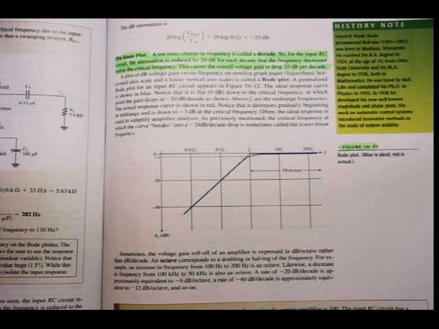Please, I've asked this question in the exams, and the students write for me that it is a 10-year period. Of course it is a 10-year period, but not in electronics. It's a 10 times change in frequency when we talk about frequency response of an amplifier. So for the input RC circuit, the attenuation is reduced by 20 dB for each decade that the frequency decreases below the critical frequency. This causes the overall voltage gain to drop 20 dB per decade.